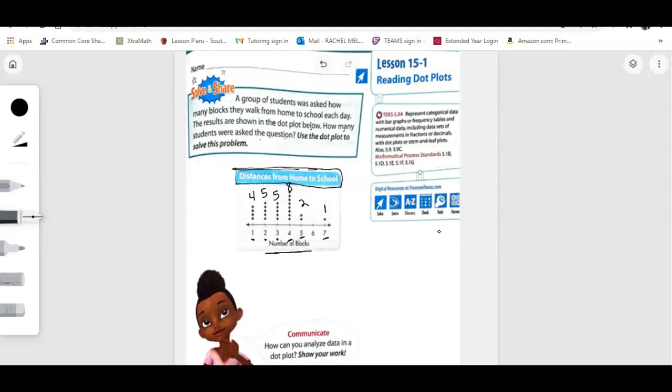Okay, well, then the question, remember, is asking how many students were asked the question. So now that I know each of those numbers, now I add them up. Well, I know that 8 and 2 is 10. I know that 5 and 5 is 10. And I know that 4 and 1 is 5. So if I add them together, that means that there are 25 people that answered this question.